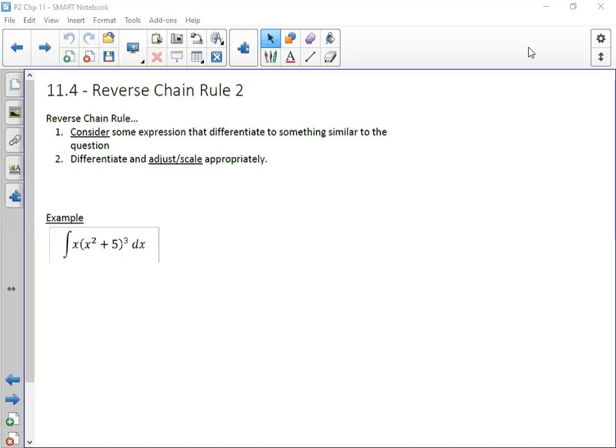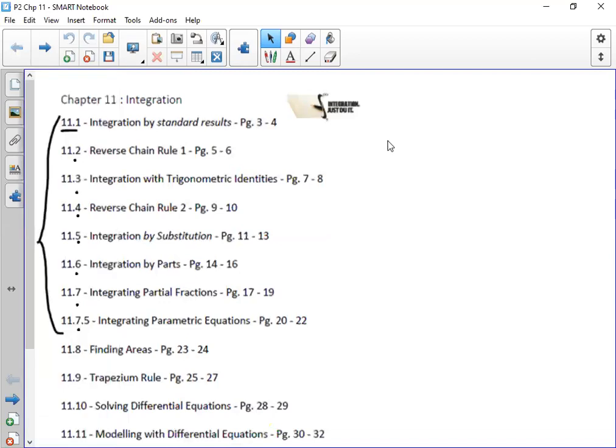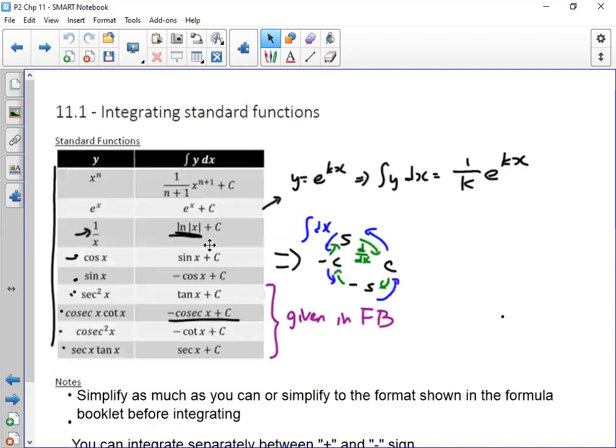Right, so this lesson, we are looking at Pure 2, Chapter 11. We're going to continue with the integration where previously we were working on a few things. One, we were working on standard results, where we looked at simple results where we use a formula booklet. These are on page 6 and page 7 of your formula booklet.